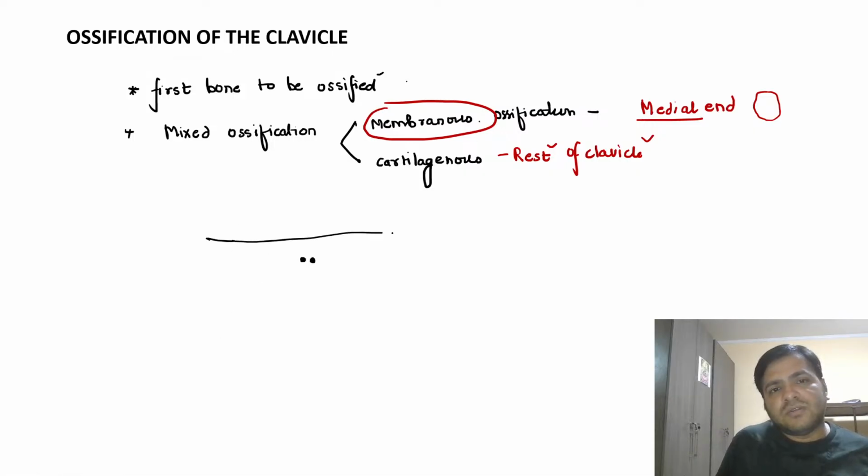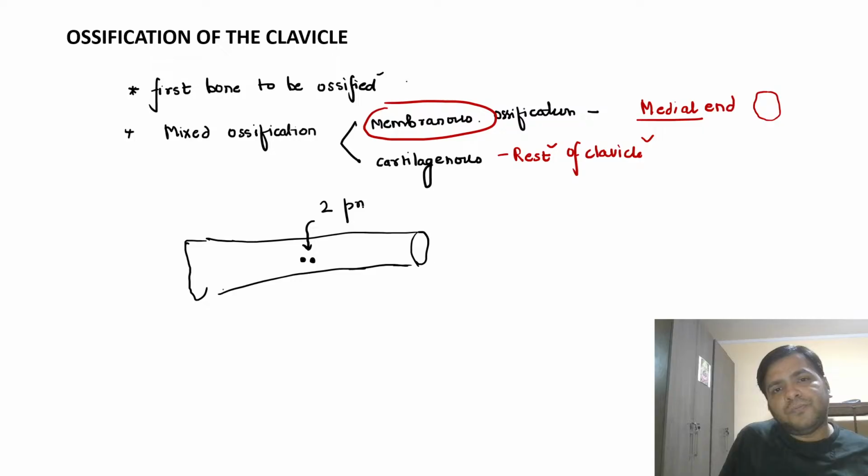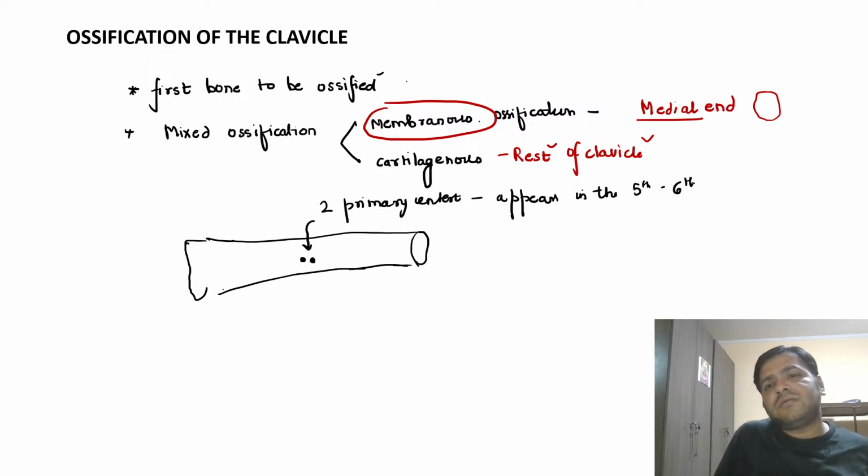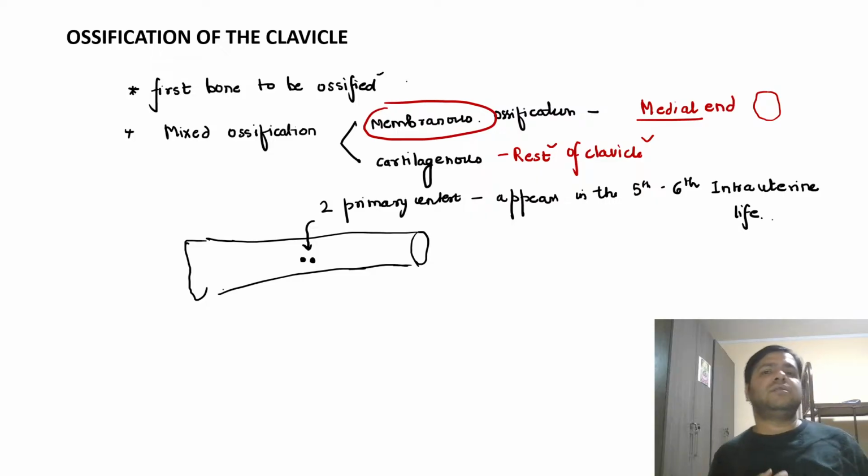So if we talk about this shaft, right? So yes, we have two primary centers in the shaft, right? And it basically appears in the fifth to sixth intrauterine life. Fifth to sixth intrauterine life, right? It's the two primary centers which appear in the fifth to sixth intrauterine life, right?